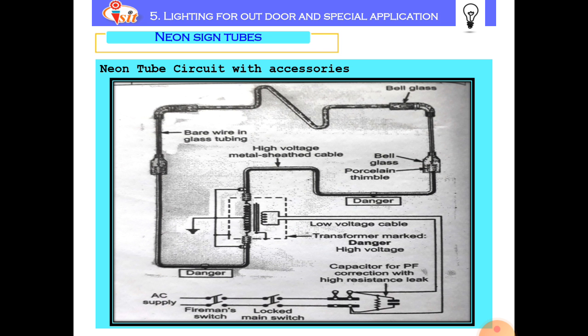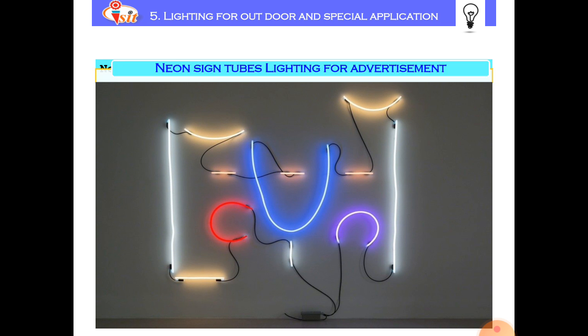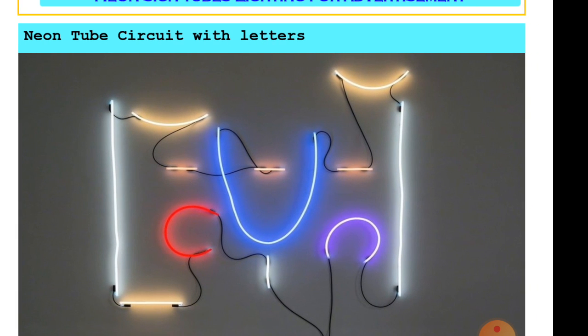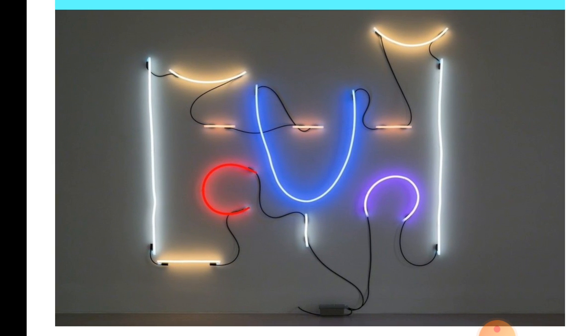Depending upon the advertisement and its placing on the buildings or structure, different wooden or metal frames are used. These metal frames are used to cover all the circuitry along with the neon sign tube. Take a look at a neon tube circuit with the letters. So this is how we can use the neon sign tube in the form of letters or in the form of any message.